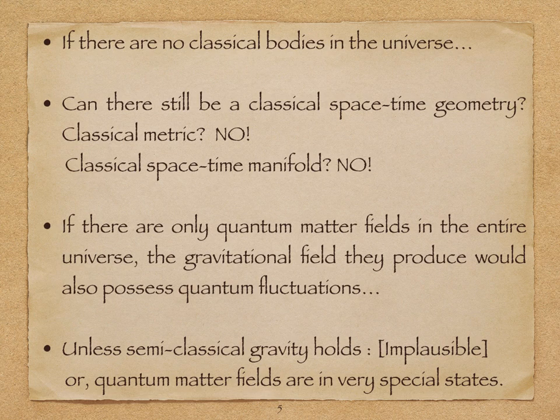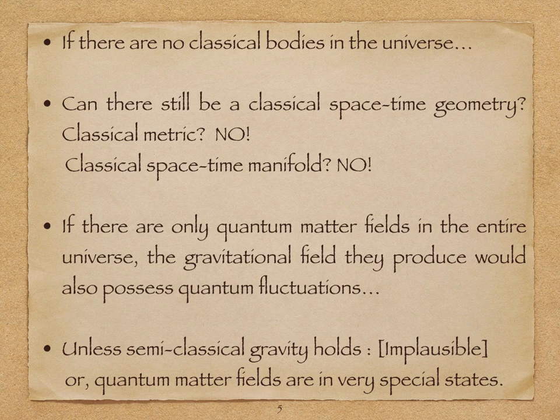Unless you assume by hand that the so-called semi-classical theory of gravity holds. What does that mean? Suppose you have a quantum source. Quantum fields, calculate their energy momentum tensor. It's an operator. Take its expectation value in some state. Call that the source. And that source acts on the background spacetime so as to produce a classical gravity. So that's what we call semi-classical gravity: classical gravity sourced by quantum fields in some expectation value of some state.